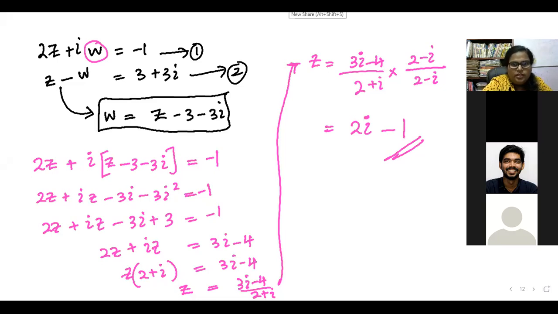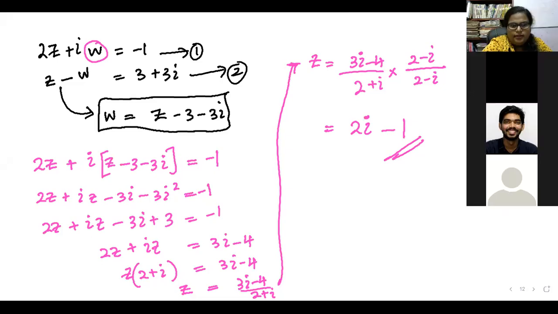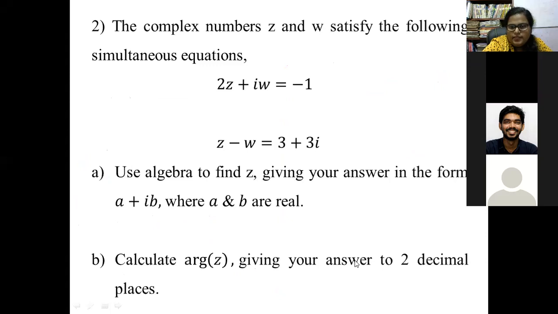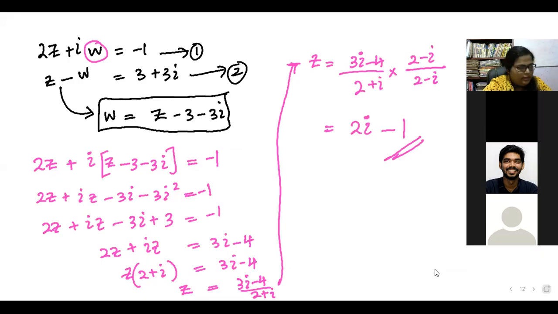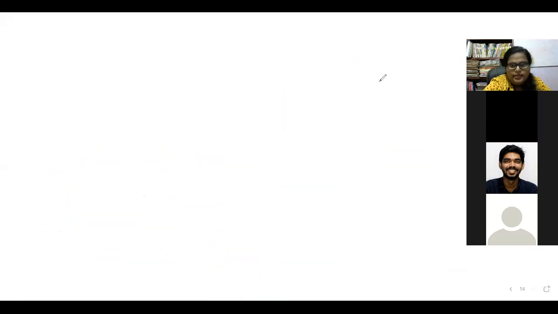We'll go back to the question. Part B is saying: calculate arg Z, giving your answer to 2 decimal places, right? By solving these two simultaneous equations, we have found the Z value as 2i minus 1. So part B is asking to find the arg value of this complex number. We are discussing part B now. Z is 2i minus 1.